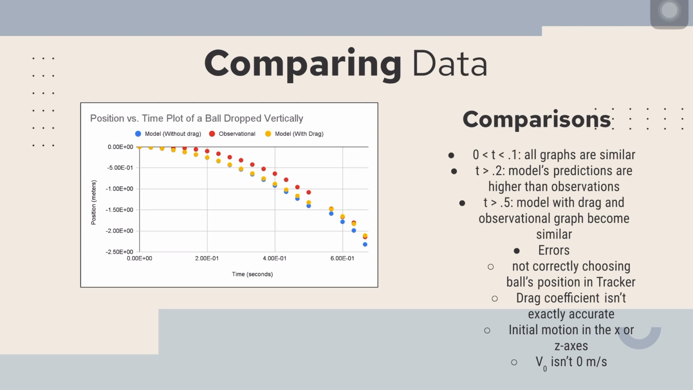However, these discrepancies at around 0 to 0.5 show that there are probably errors in our simulation, such as not correctly choosing the ball's position in Tracker, the drag coefficient obviously not being entirely accurate as we had to approximate it, there being initial motion in the x or z axes when we dropped it, or v not being 0 and possibly being released slightly up or down.